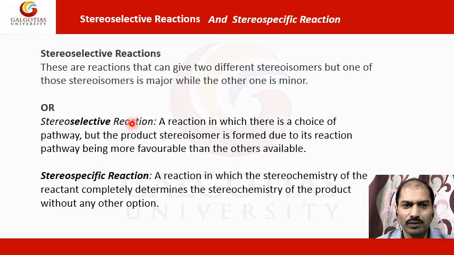But what is the difference in a stereoselective reaction? These are reactions which give two different isomers, but one of the stereoisomers will be the major product. You might have seen in general organic reactions that one is written as the major product and another as the minor product. It can also be given in the form of percentage, like 90% of one particular product and 10% of another. The reaction that forms the major product is called a stereoselective reaction.